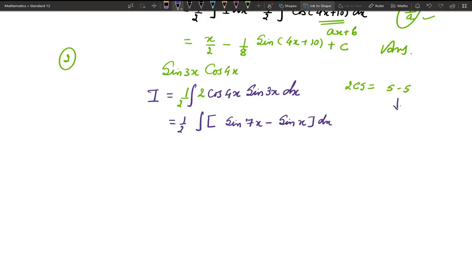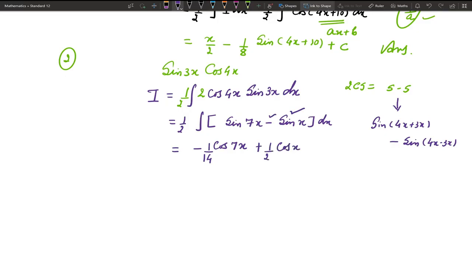We have used this formula: sine (4x plus 3x) minus sine (4x minus 3x) equals 2 cos A sin B. Now term wise we can integrate. So the integration of sine 7x is minus cos 7x by 7, 7 into 2 is 14, and here also minus, so minus minus plus, cos x by 2, plus c. So this is the answer.